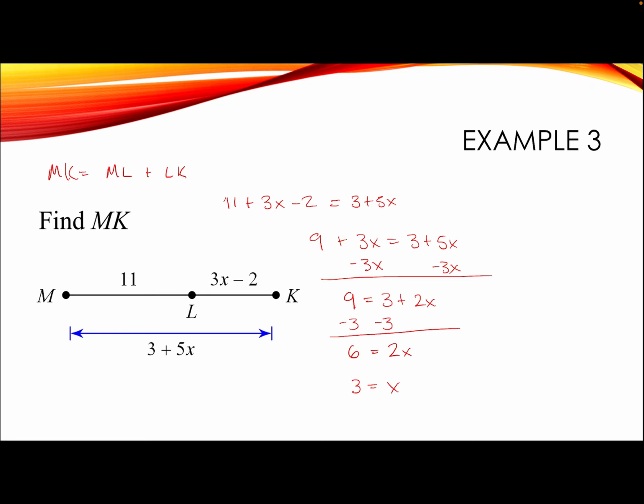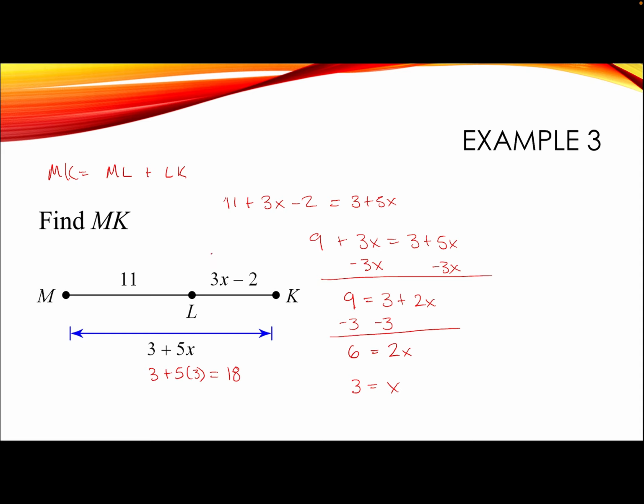And so from here, we need to find the length of MK. Since we have an expression for MK, we can just substitute 3 in directly. So we get 3 plus 5 times 3. That's going to equal 18. So that entire segment is 18.